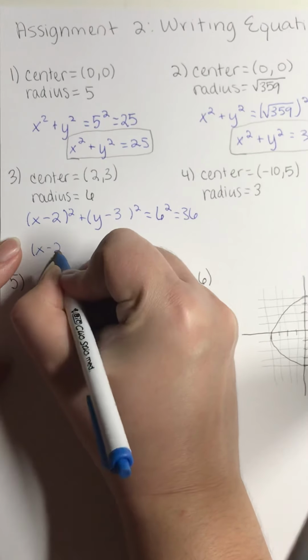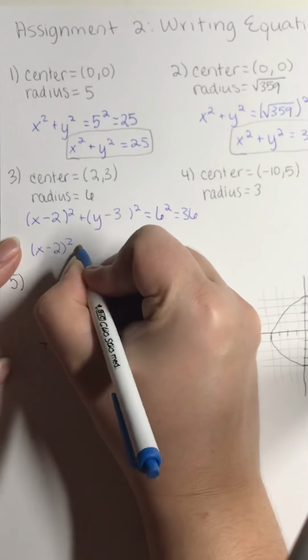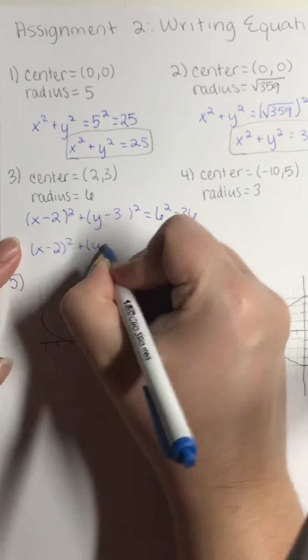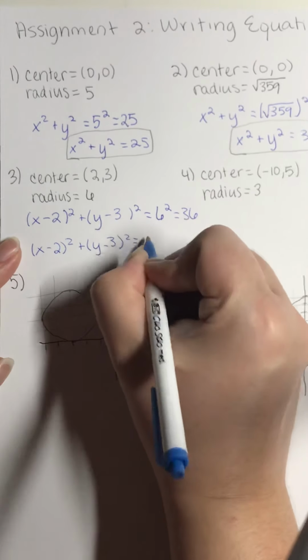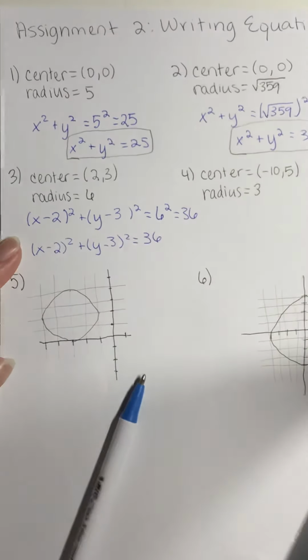So I'm going to write that out again just so it looks nice. X minus 2 squared plus y minus 3 squared equals 36.